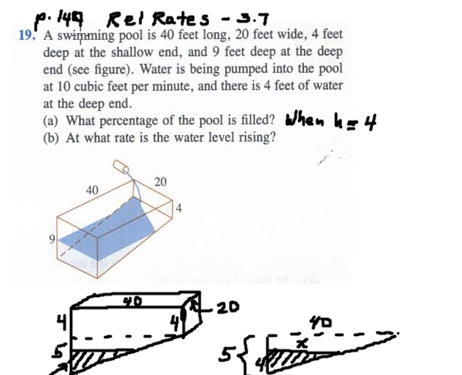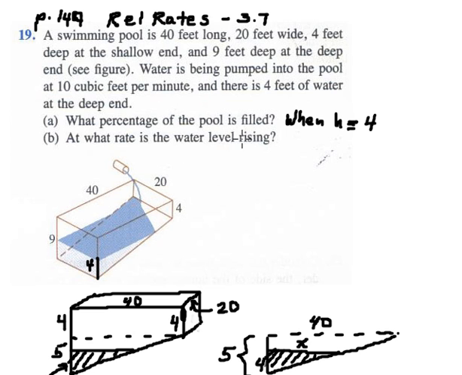Page 149, number 19. A swimming pool is 40 feet long and 20 feet wide, 4 feet deep at the shallow end and 9 feet deep at the deep end. Water is being pumped into the pool at 10 cubic feet per minute, and there is 4 feet of water at the deep end. That's here. Here's the deep end right here. There's 4 feet of water here. So this length is 4.